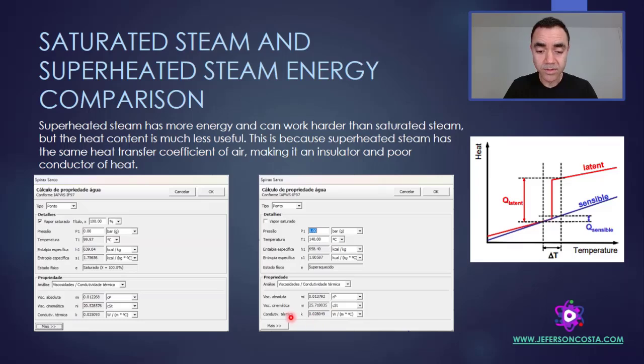And although the thermal conductivity of the superheated steam is also higher than the thermal conductivity of the saturated steam, this saturated steam is still preferred for the heat exchanging process. And why do we have that? We have that because of the latent heat of this component.